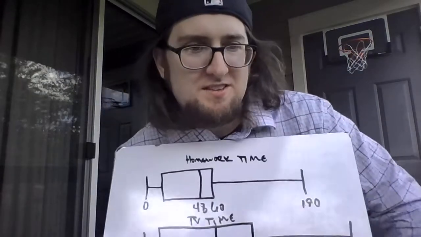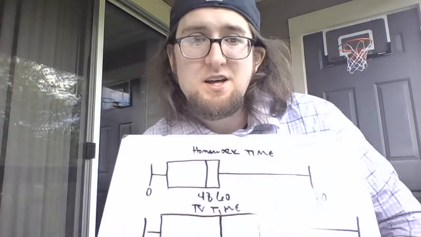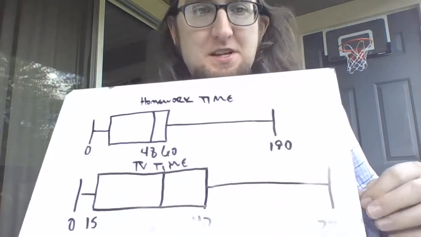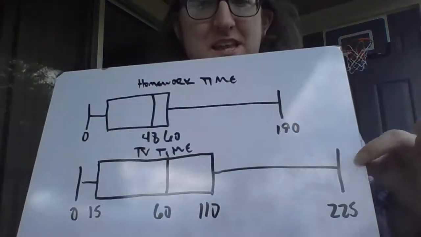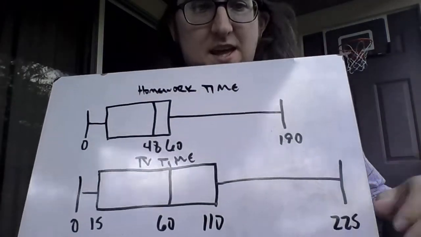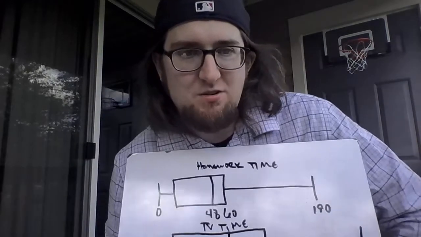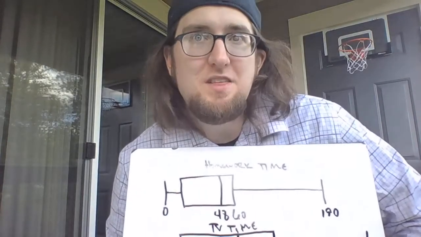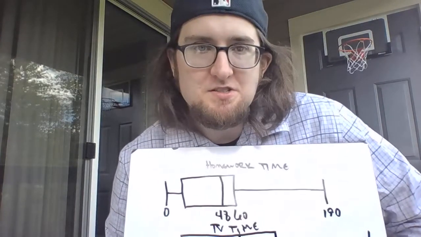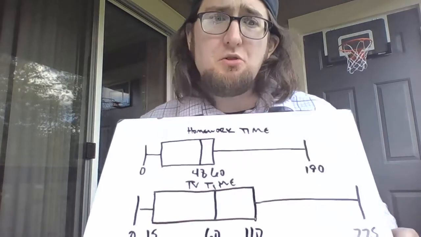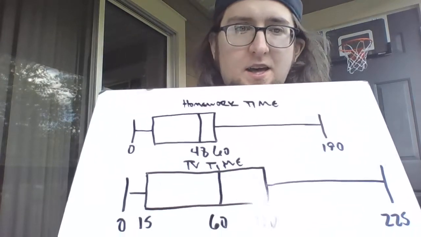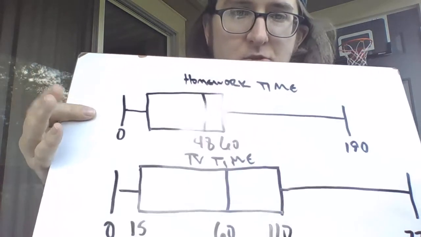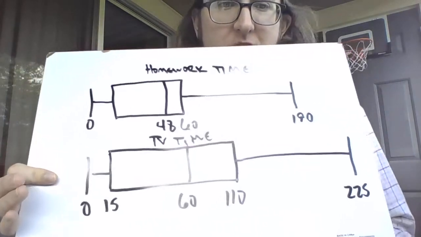So an important thing to know about comparing any data is before you can ever compare data, they've got to be in the same units. And I didn't write it down, but these are both in minutes. If they were not in the same scale or the same units, you could not compare them. You can't compare things that aren't measured the same way. So these are both measured in minutes. So the average student spent this much time on homework and this much time watching TV.